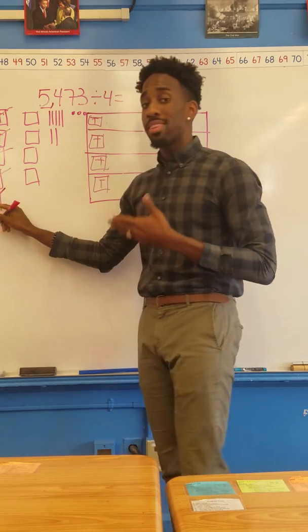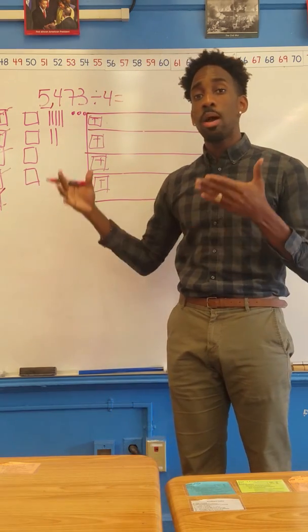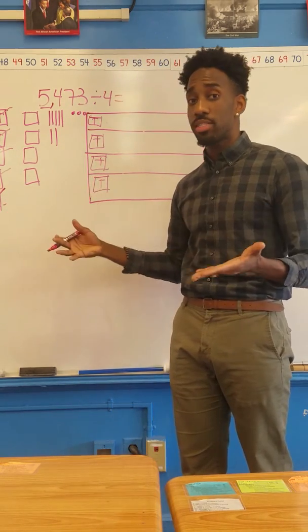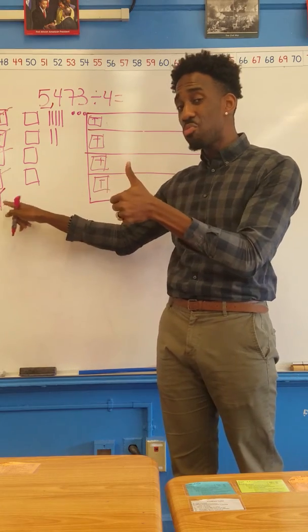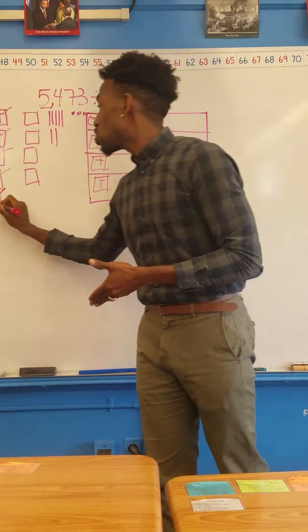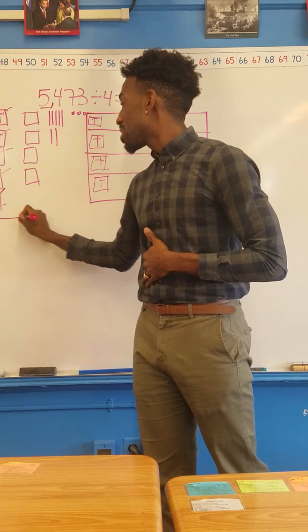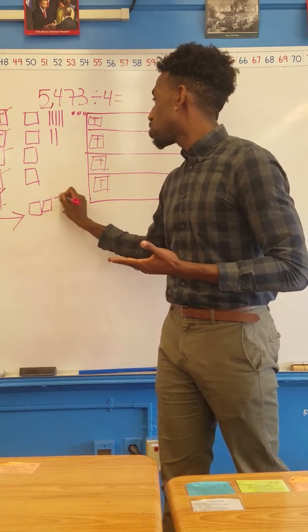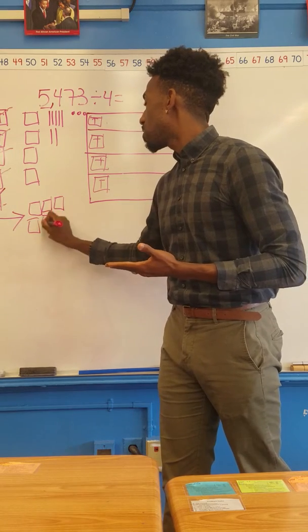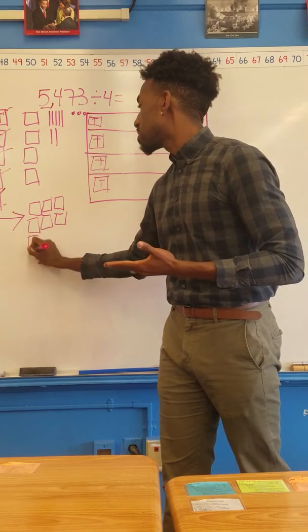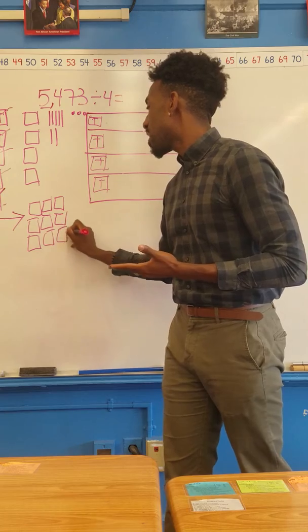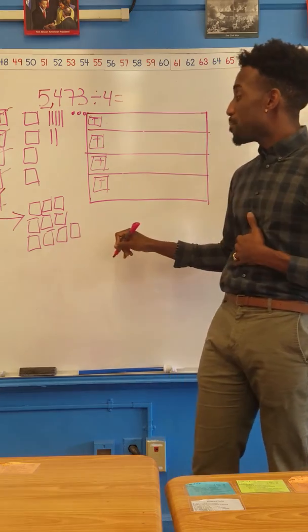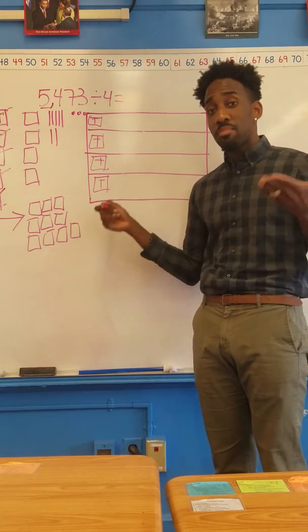I'm going to regroup my thousands into the next largest place value, which is hundreds. I know that 1,000 cube is the same as 10 hundreds, so I'm going to cross out my 1,000, and I'm going to regroup it for 10 hundreds. 1, 2, 3, 4, 5, 6, 7, 8, 9, 10. Great.